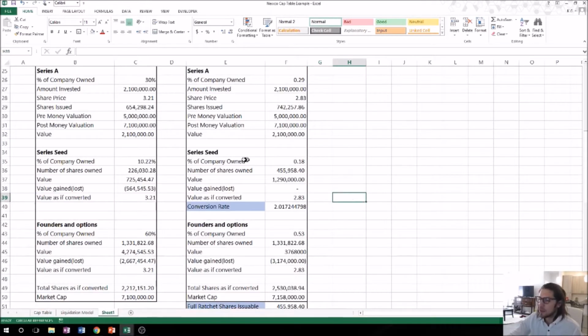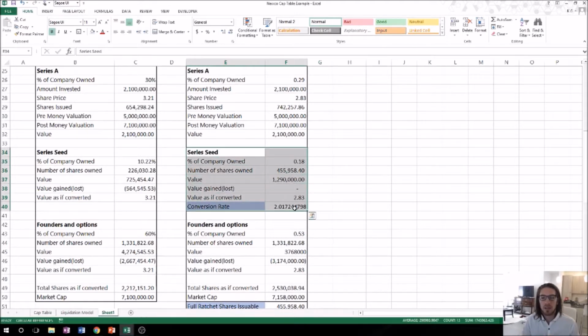And so what happens is the shares here that are actually catching the benefit of this full ratchet clause are the Series Seed shares. They're the only shares that really matter here. And the key thing is that the value gained or lost is zero. So what happened was we issued enough shares for them not to lose any value as a result of the extra dilution. So what they did was they got the new share price and they essentially invested in the Series A round, just like the Series A investors did.